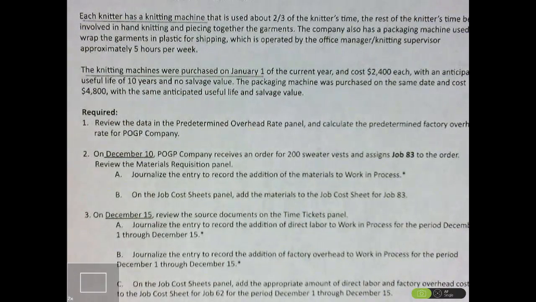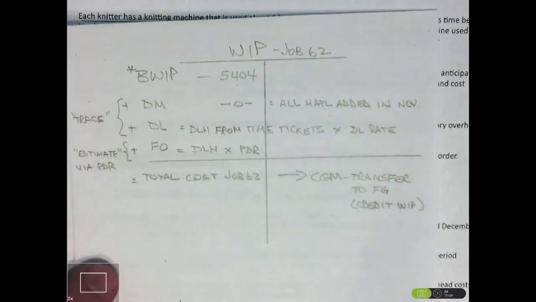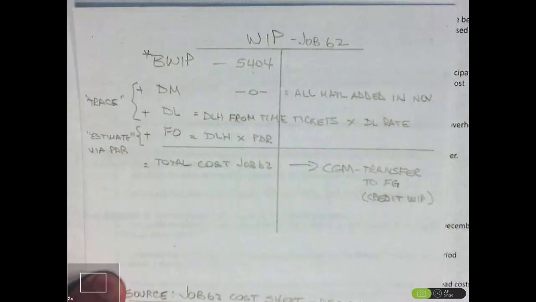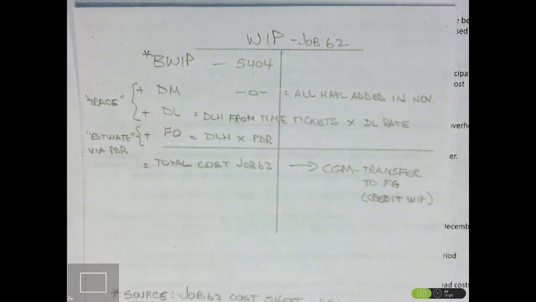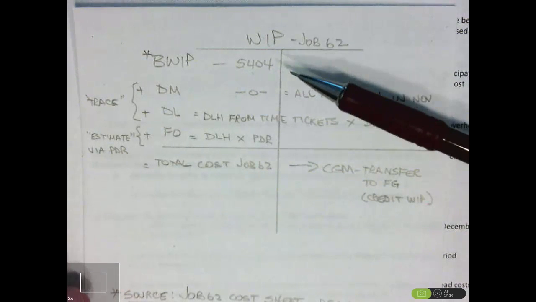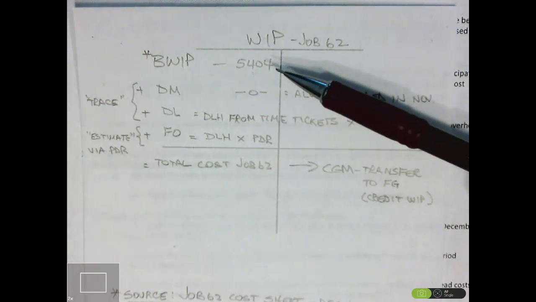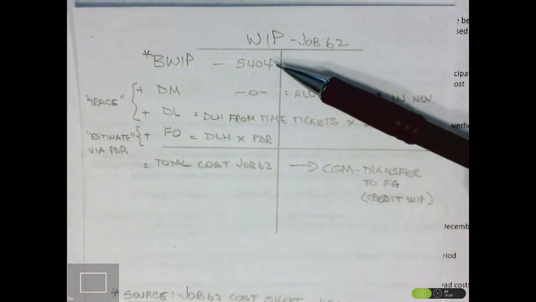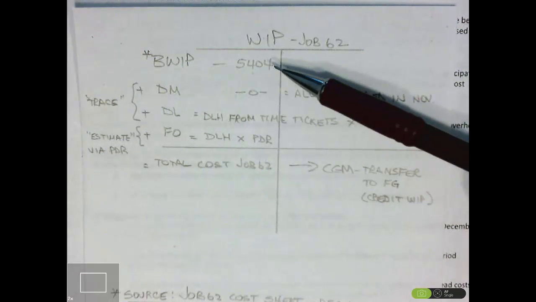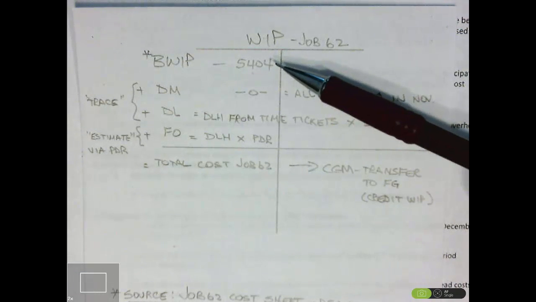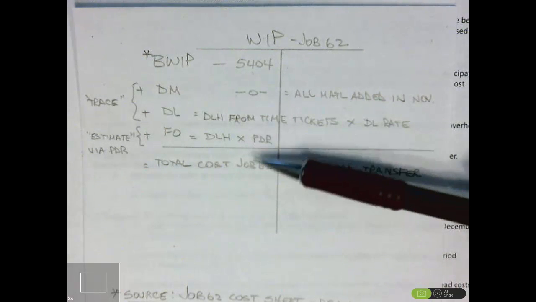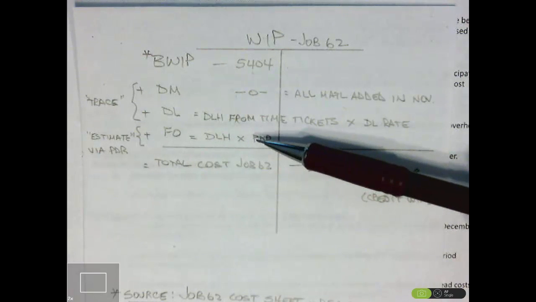What you should be able to visualize is that each of the jobs, like job 62, will have its own work in process T account. For job 62, it will have a beginning work in process of $5,404 that was started sometime in November. All this activity that you see here is for the month of December, as the problem states.